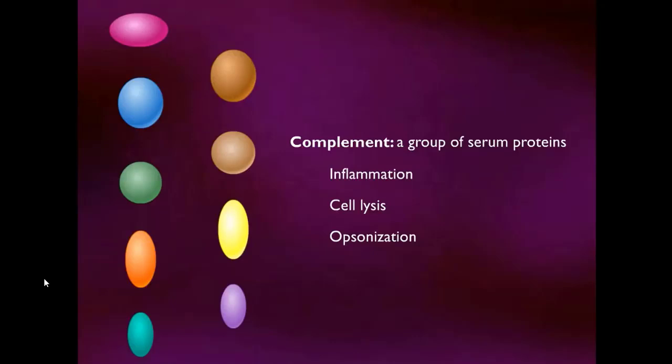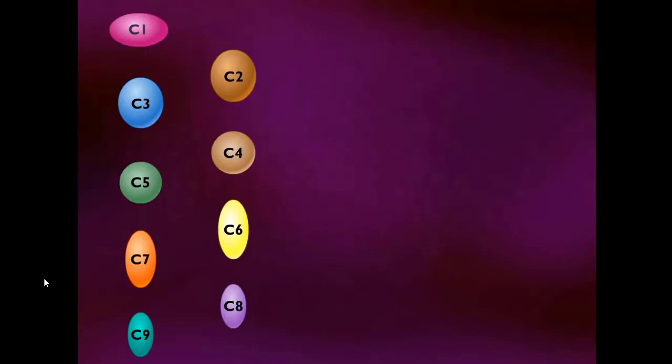The major components are C1 through C9, named in the order that they were discovered, not in the order in which they function. The complement cascade can be activated by the classical pathway or by the alternative pathway.